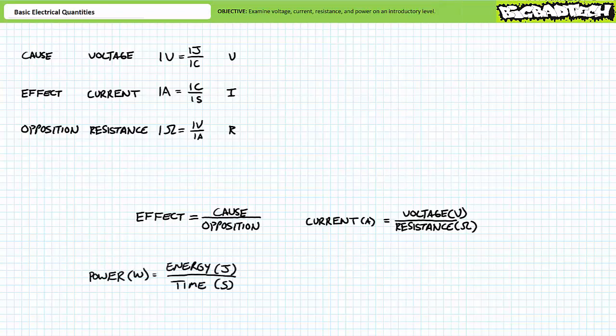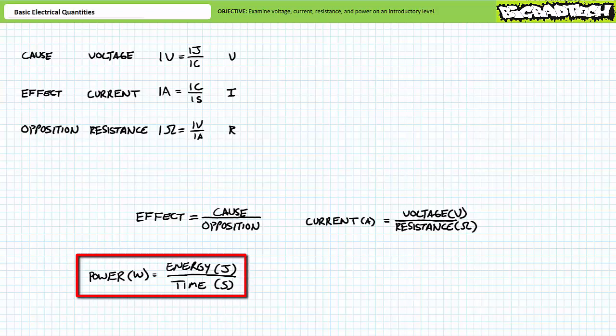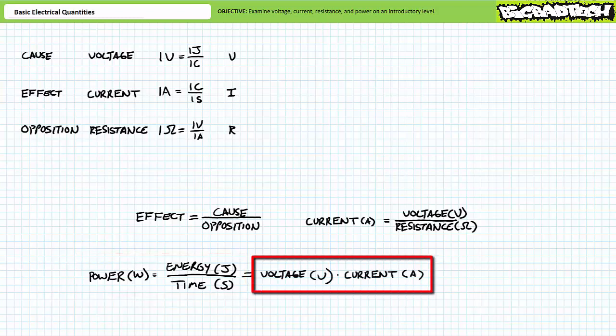Let's now introduce the concept of power. As you're no doubt aware, power is energy over time and is measured using the units of watts, where 1 watt is equal to 1 joule of energy per second. Electrical power is also the product of voltage across something times the current through something. Power in units of watts equals voltage in units of volts times current in units of amps.